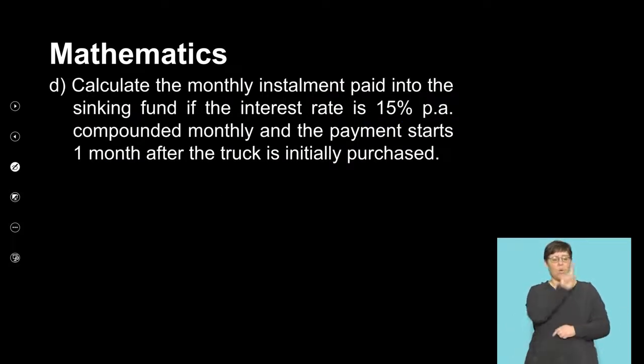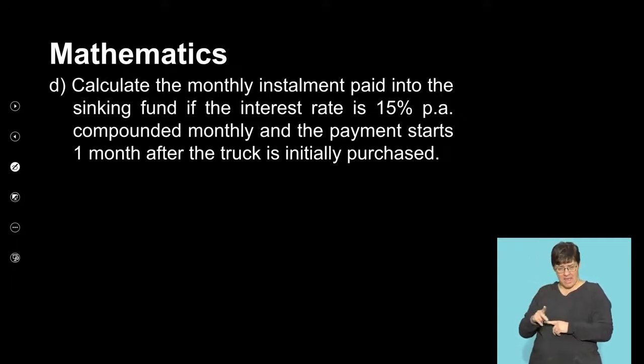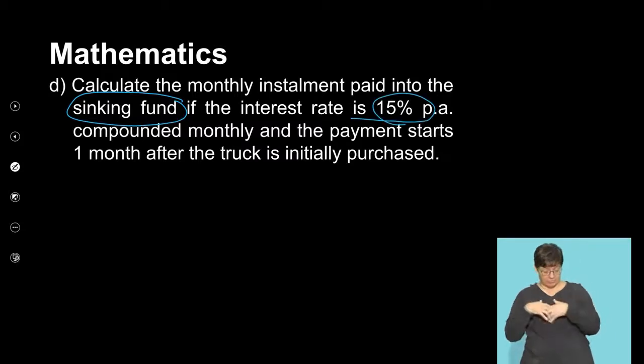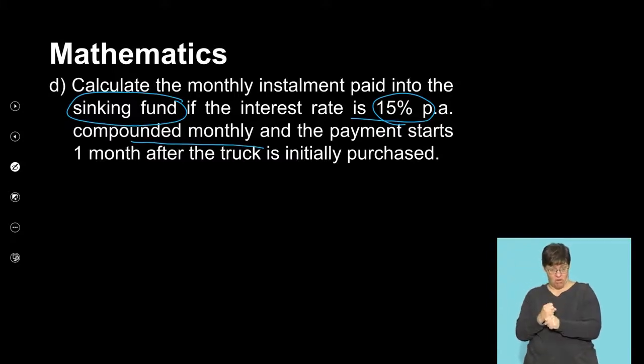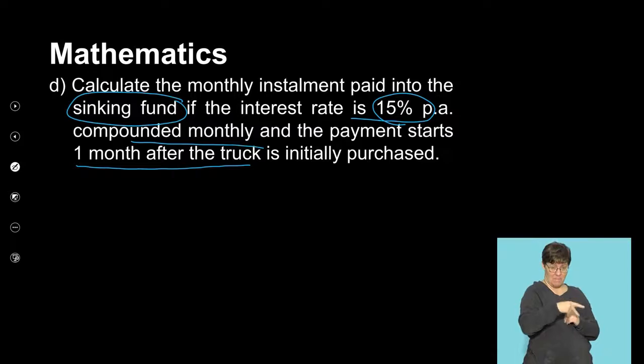So the question says, calculate the monthly installment paid into the sinking fund. The sinking fund, remember, we said is the difference, which I'm going to show you how much it is. It's that 657,000. And the bank says we're going to give you 15% per annum compounded monthly, and the payment starts 1 month after the truck is initially purchased.